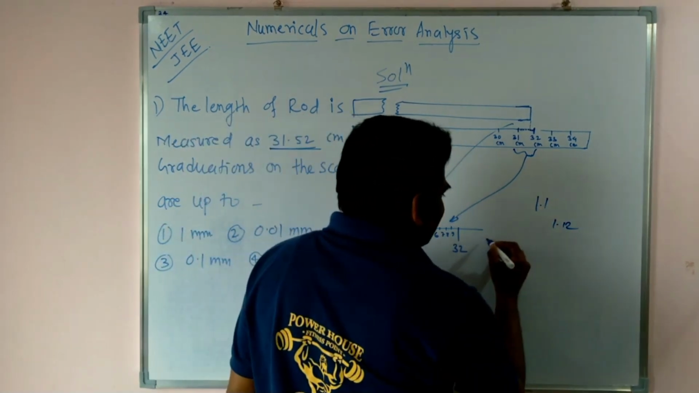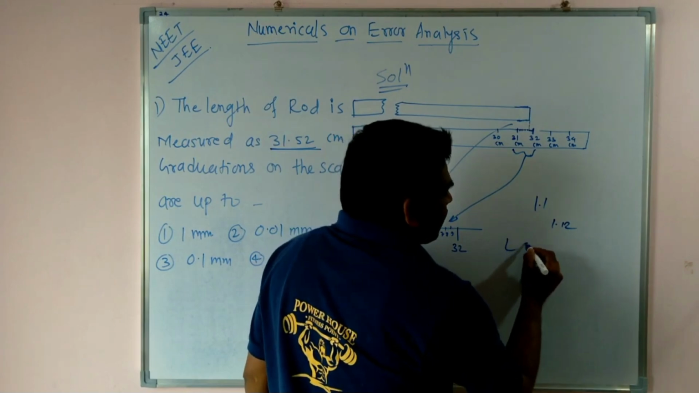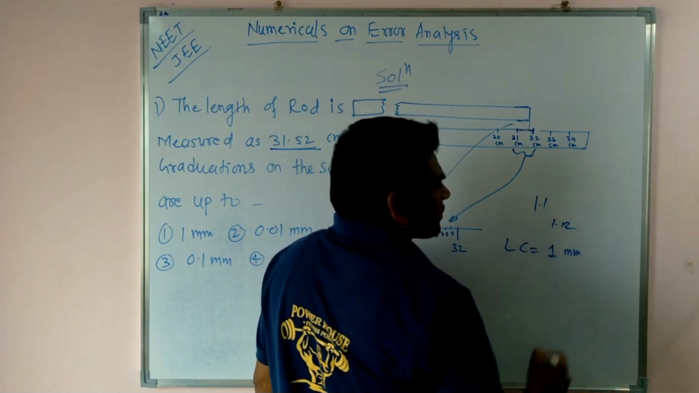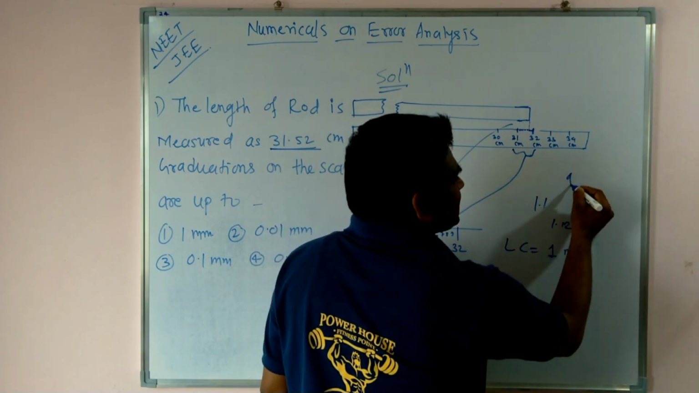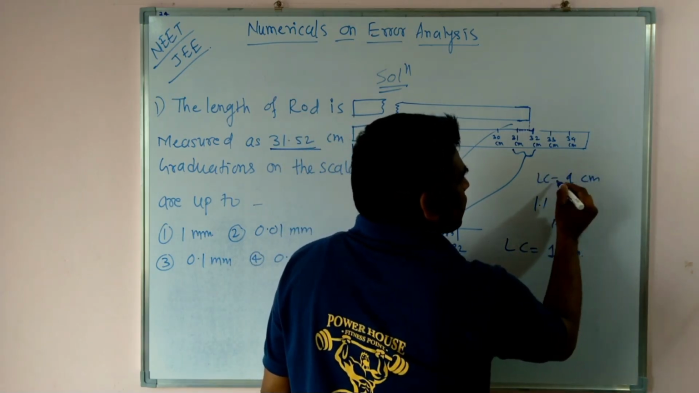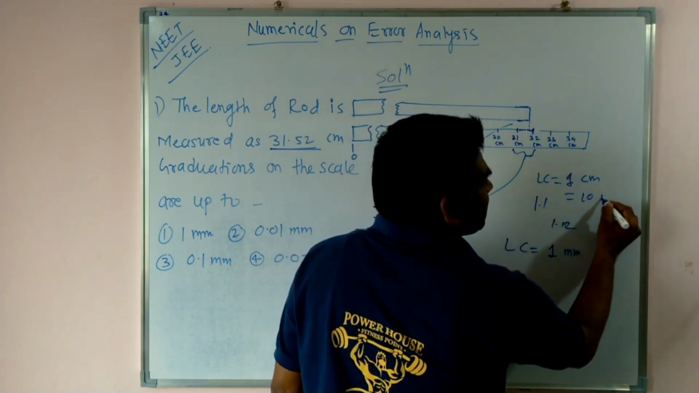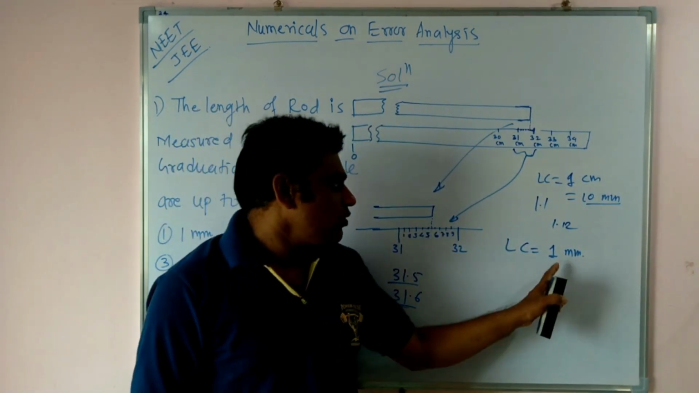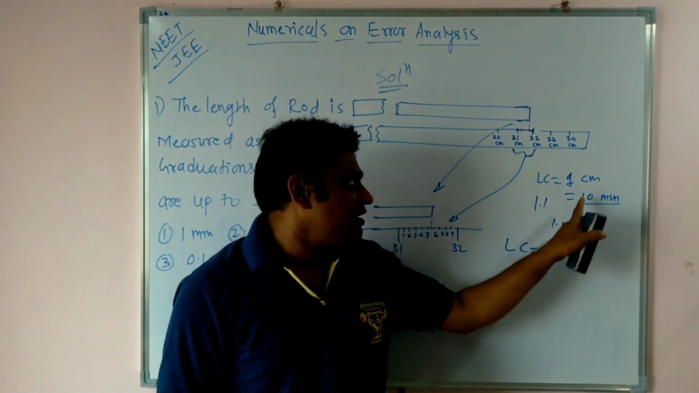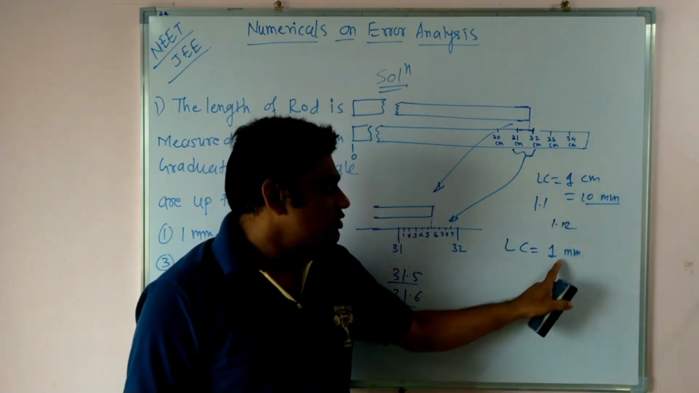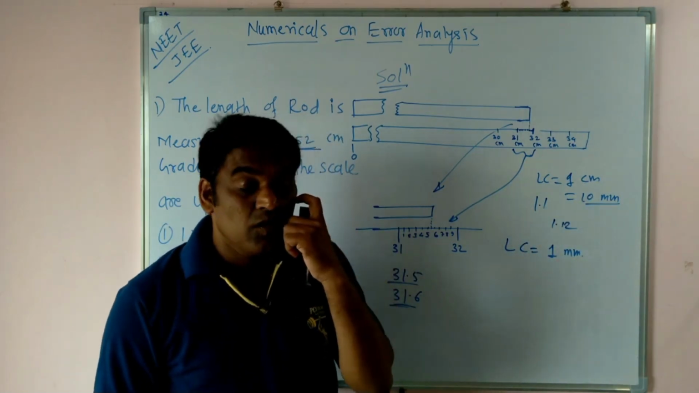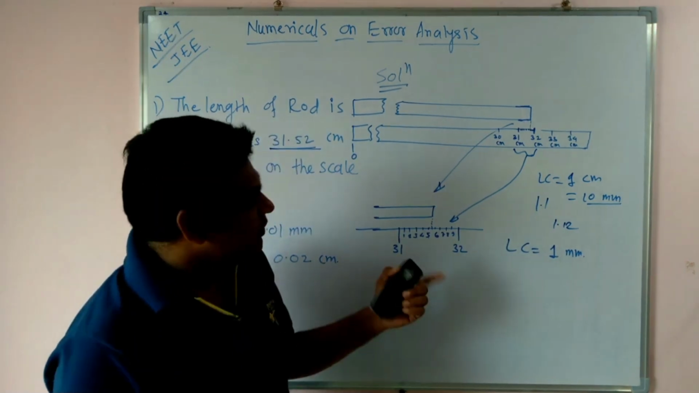So here in this case, for this scale, the least count is what? 1 millimeter. In the previous case it was 1 centimeter. The least count was 1 centimeter, meaning 10 millimeter. Now here we have divided this 10 millimeter or 1 centimeter into 10 parts. So the minimum length we can measure is 1 millimeter. That is the least count of this scale, so the error will be that much.